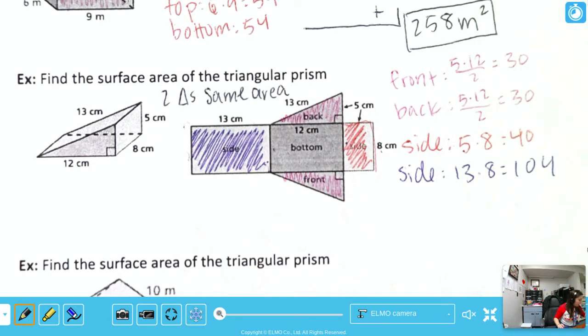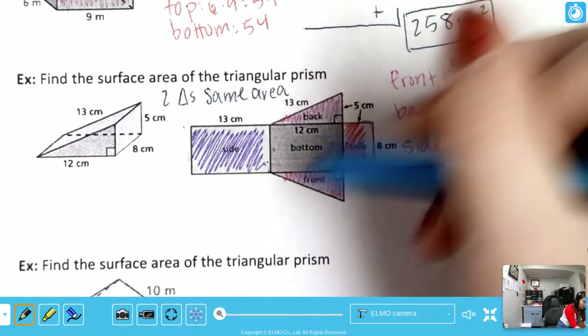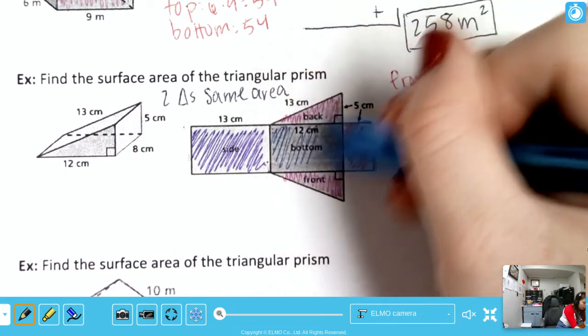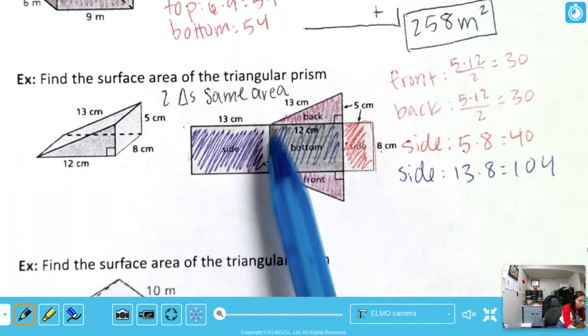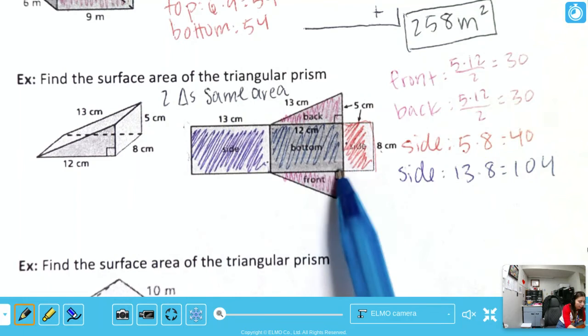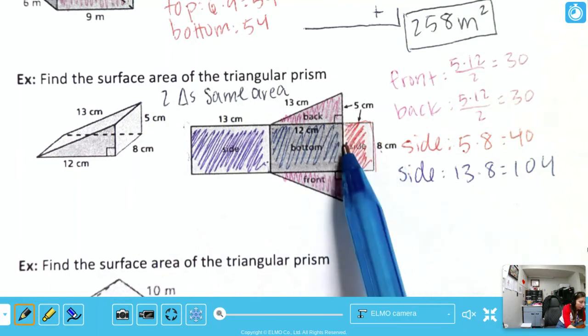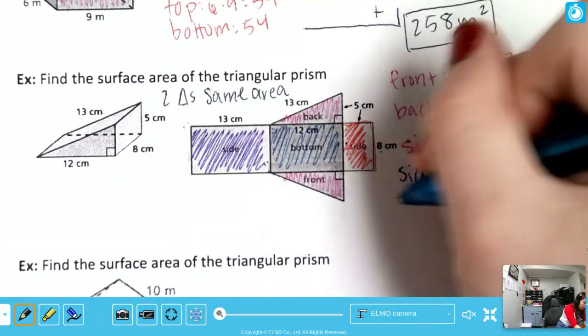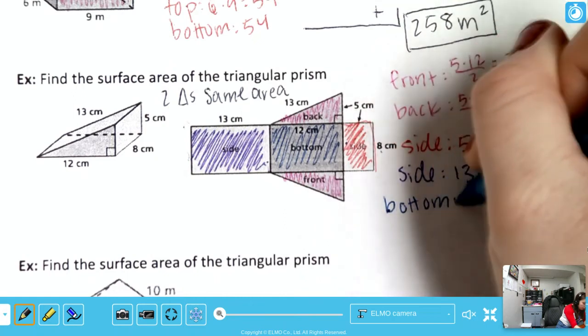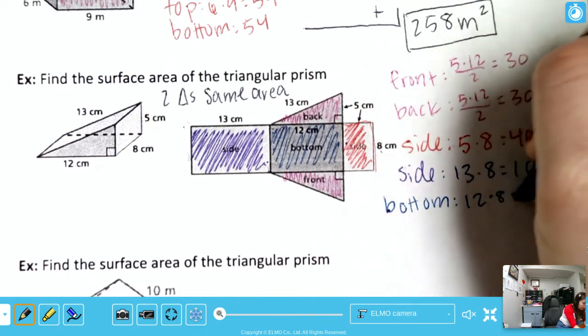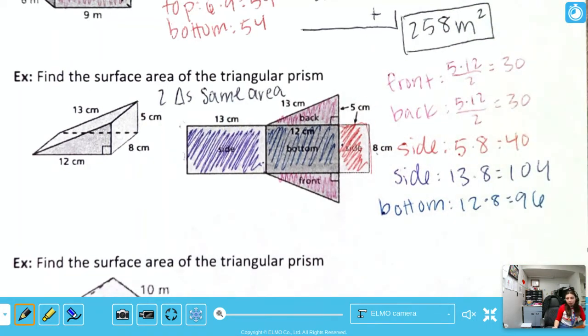And then the final face is the bottom. Again, another rectangle. Its length and width are 12 here. And then while this side is not labeled, we can look across and see that it should be 8. 12 and 8 for the bottom. 12 times 8 is 96. So I have the areas of all of my faces.